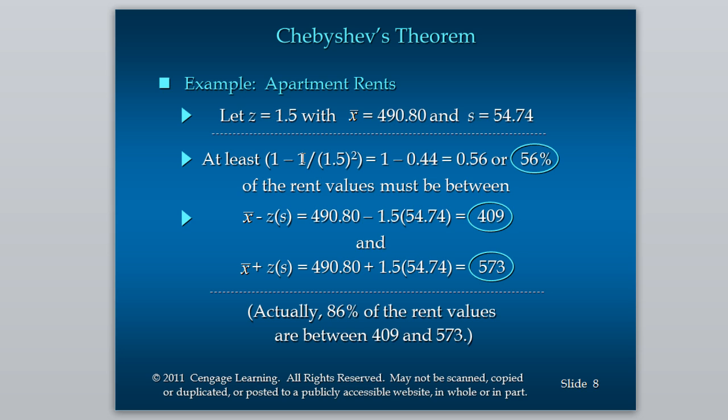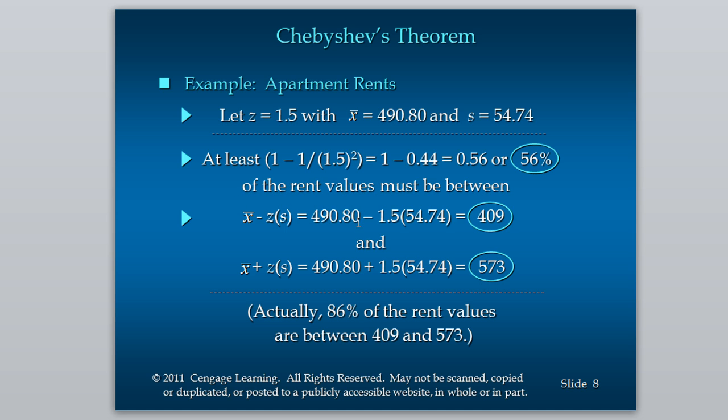Then what do you do? You simply replace that z by 1.5 and form these numbers. If you replace z by 1.5, it will be 1 minus 1 over 1.5 squared, which gives you about 56%. What does that mean? That means 56% of the entire data set must lie between 1.5 standard deviations up or down from the mean.